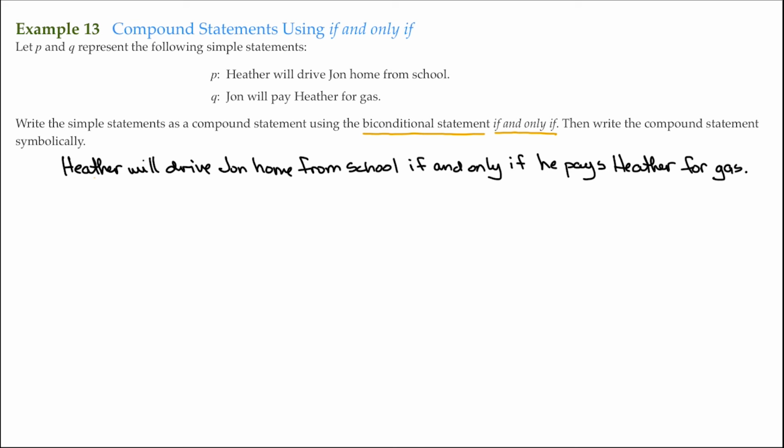So here again, here is our first simple statement: Heather will drive John home from school. That's P. Here's our second simple statement: John will pay Heather for gas. That's Q. And then our connective is a double arrow. A conditional statement is a single arrow pointing to the right, but since it could go either way, we put in this double arrow. And of course, this is then pronounced P if and only if Q.